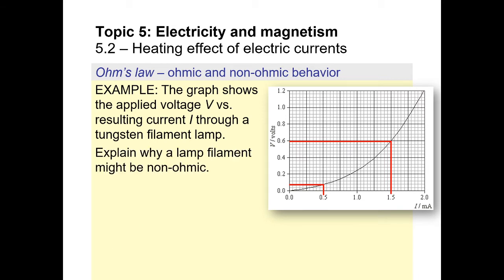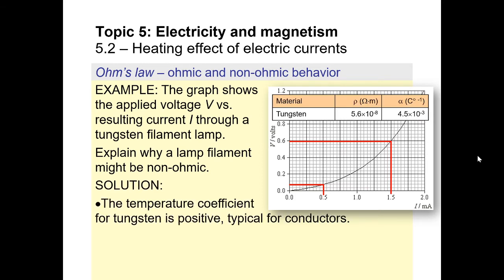Okay, explain why a lamp filament might be non-ohmic. This goes a little bit beyond the course, but it touches upon the course as well. So we're just going to go over it while we're here. Okay, so inside the bulb, we said that there's tungsten. That's what that little filament's made of.